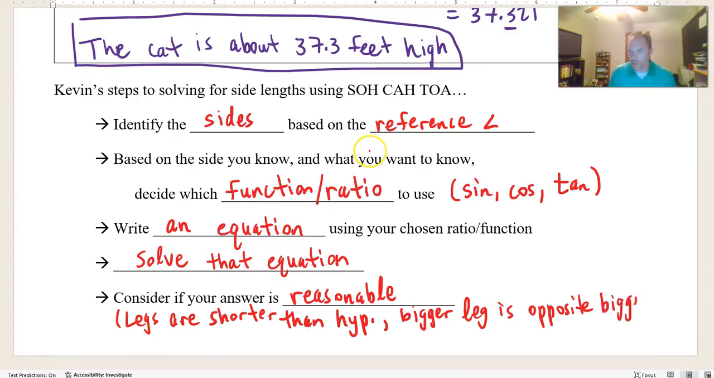There we go. Okay. So again, just to think about, is my answer reasonable? Sometimes that can help you. Sometimes you can go, oh, my answer is unreasonable. There's probably a mistake somewhere.